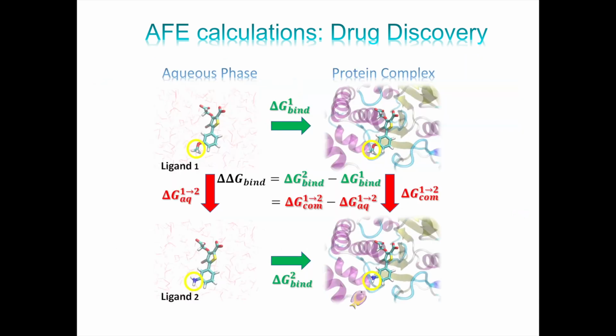So to give a little bit of an illustration of what an alchemical free energy calculation is, first consider the process of binding of ligand 1, where ligand 1 is some drug-like molecule in solution, and it needs to find its way over to a protein, find its way into the binding site, desolvate the binding site, and bind to the protein complex.